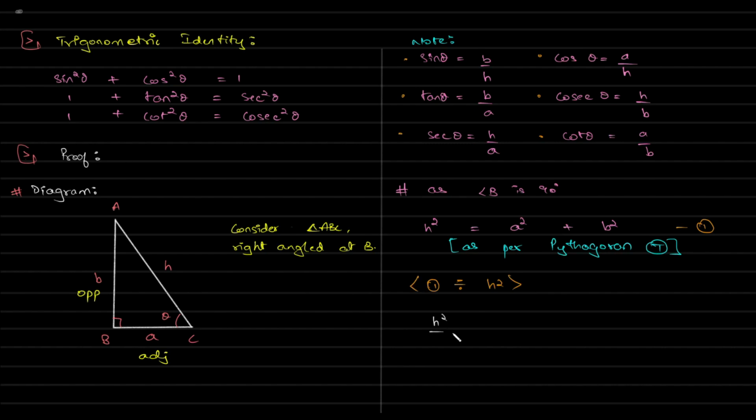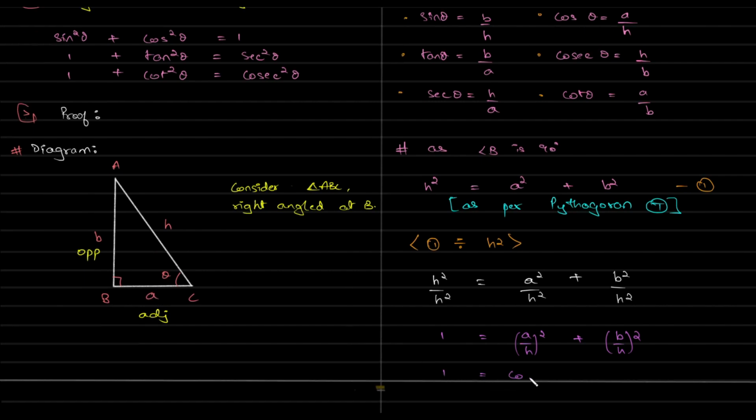H square by h square will be 1, is equal to a square by h square plus b square by h square. So 1 is equal to a by h the whole square plus b by h the whole square, right? But what is a by h? A by h is cos. So 1 is equal to cos square theta plus b by h is sine, sine square theta. So cos square theta plus sine square theta is equal to 1. That's your first identity. Very simple, right?